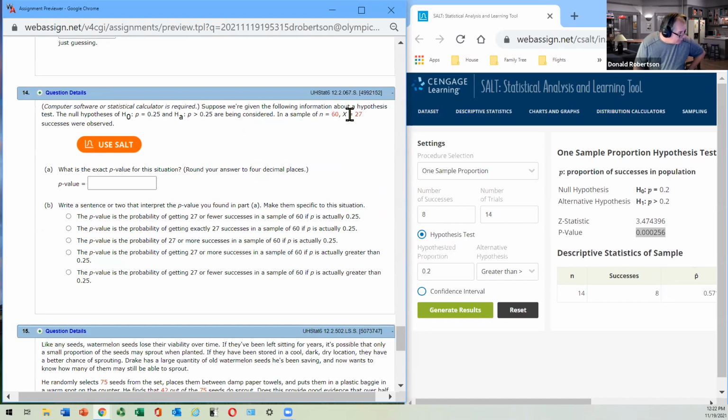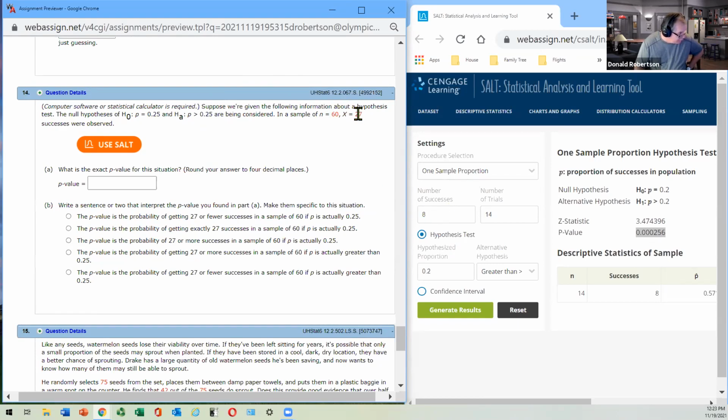Suppose you're given the following information about a hypothesis test. The null hypothesis is this guy. The alternate is that. And we have a sample of 60, of which 27 out of that 60 were successes. So they're not even telling us the story, but everything we need to know is basically here. So let's figure out what the p-value is for this very vague story, right?